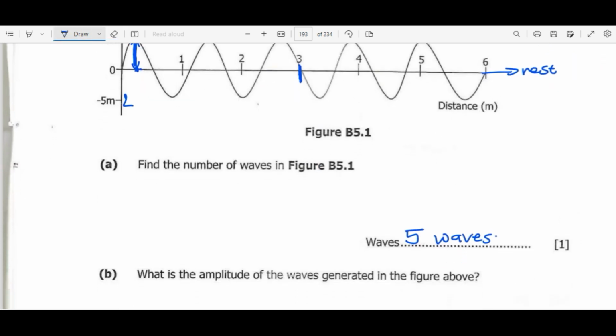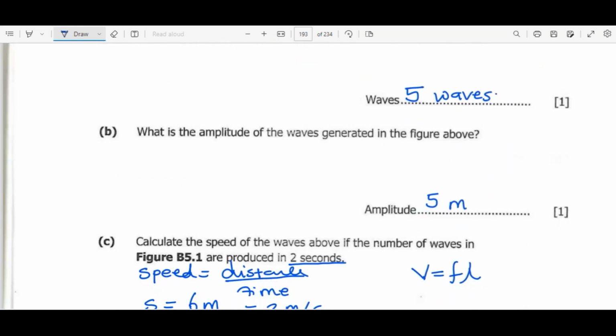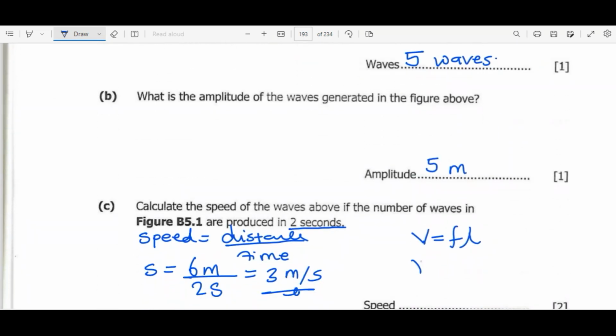Now for us to find the answer using this formula, we need to find the frequency. Then after that, we are going to find the lambda. The lambda is just the wavelength. The wavelength is the distance covered by one complete wave. Then frequency, we are looking at the number of cycles produced in 1 second. So how can we find this?